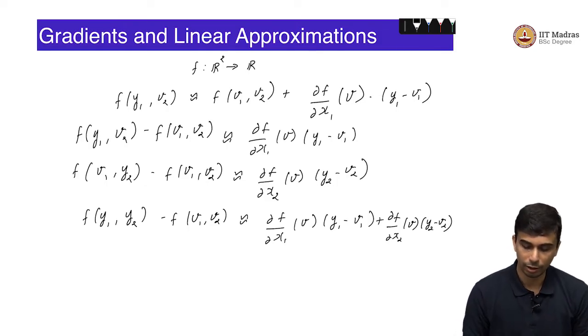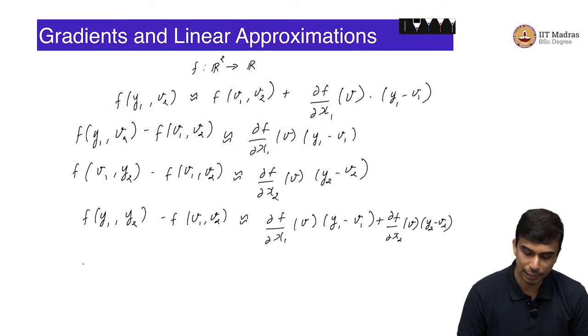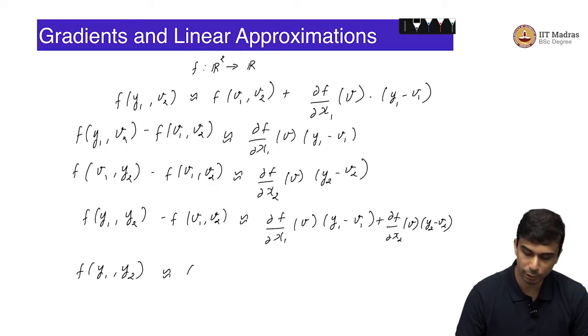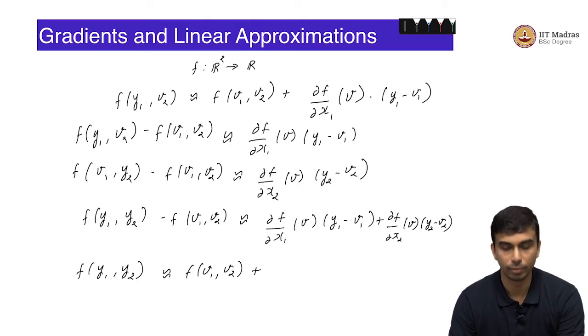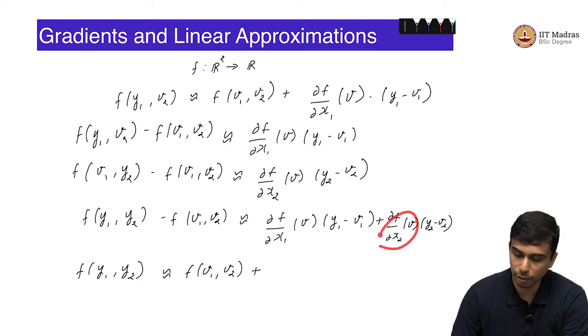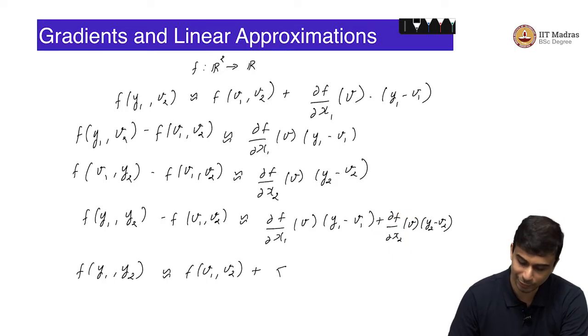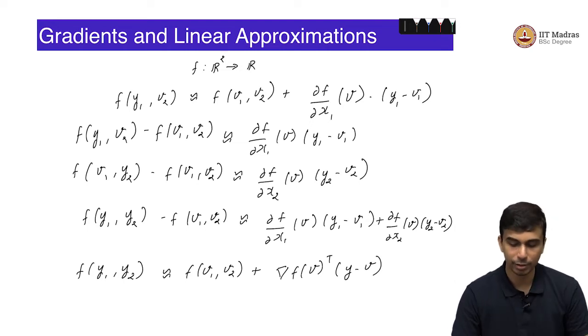Right. Or in other words, now we will write down the full linear approximation, which is f of y1 comma y2 is approximately equal to f of v1 comma v2 plus dou f by dou x1 evaluated at v times y1 minus v1 plus dou f by dou x2 evaluated at v times y2 minus v2. Here we are going to make our life easier, and I am just going to call it the gradient of f at v transpose y minus v. This is exactly our linear approximation expression.